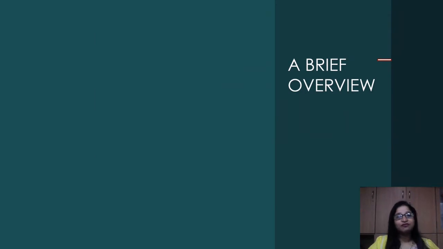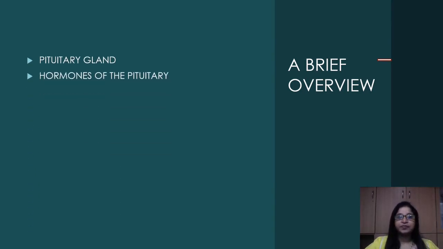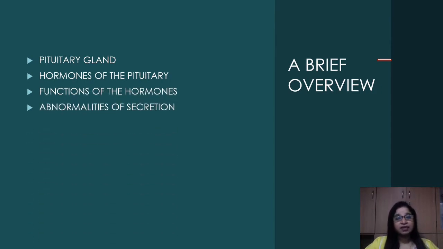Let's have a brief overview of what this lecture holds for us. We'll be speaking about the pituitary gland in general, the hormones of the pituitary, functions of each of these hormones, any abnormalities in the secretion of these hormones, that is the hypo and hypersecretion, and the thymus gland in the end of the lecture. So let's start.